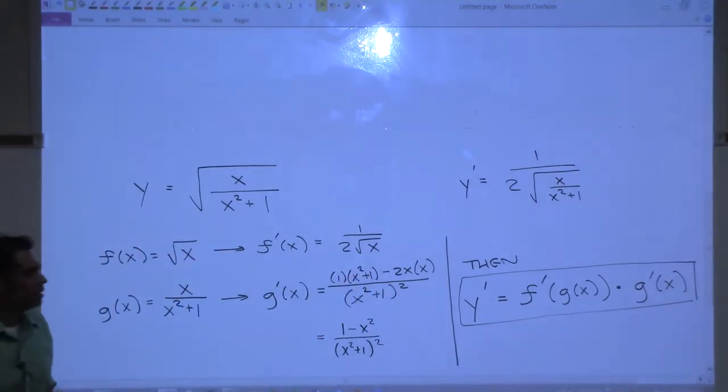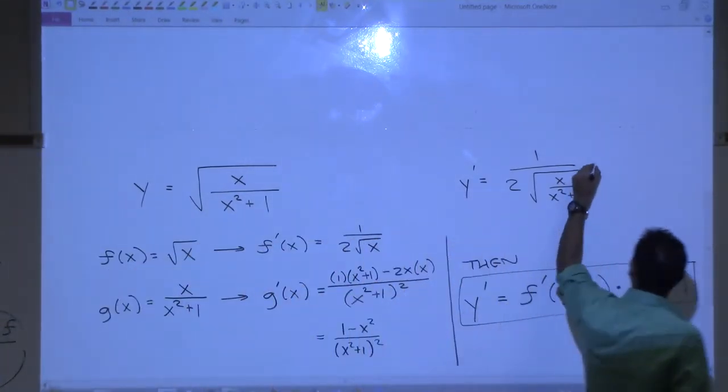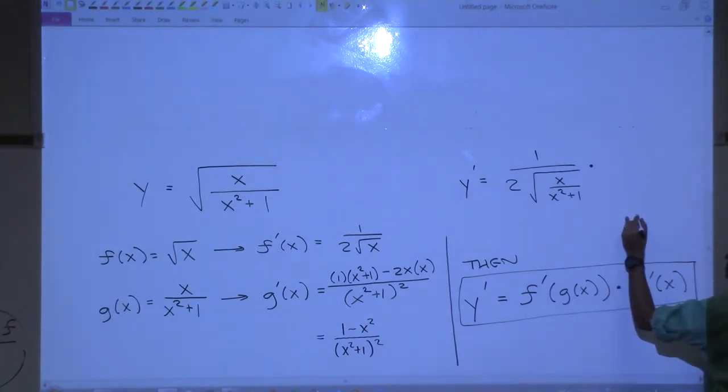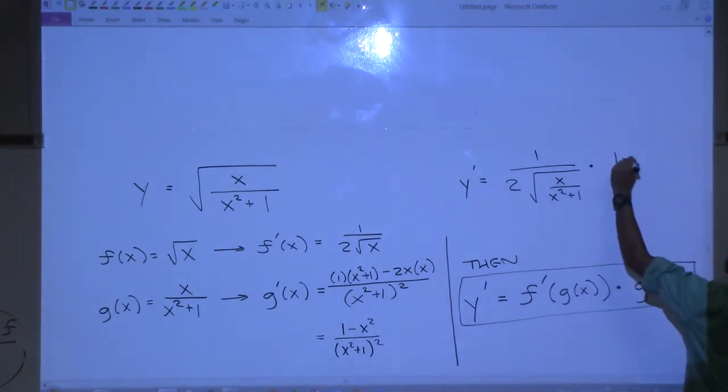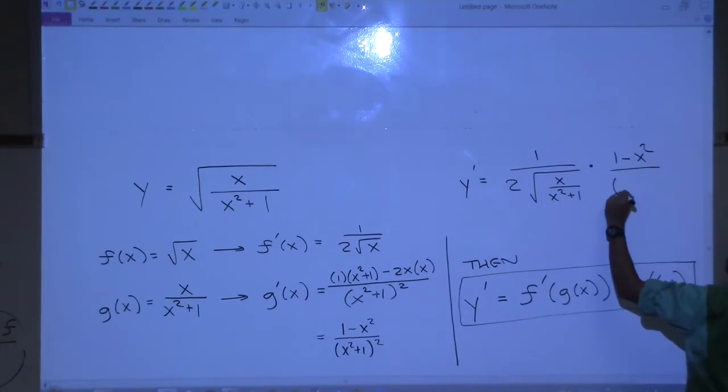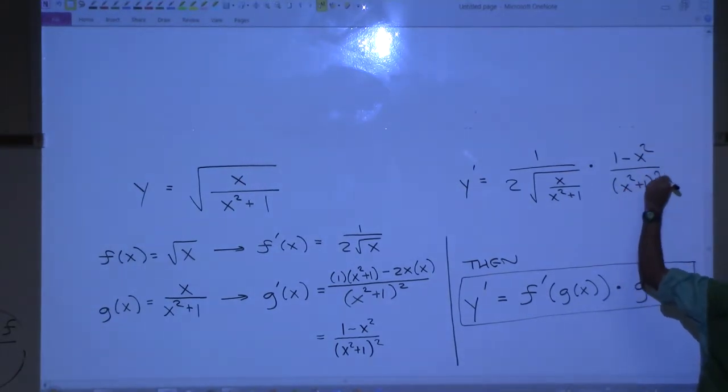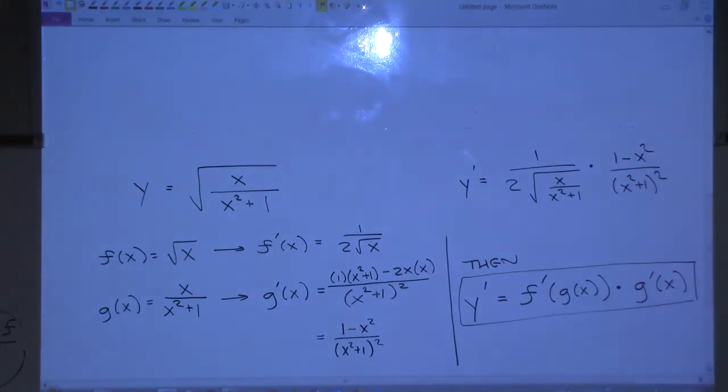Perfect. Keep going, Luke. Times g prime, which is the 1 minus x squared over x squared plus 1 squared. It's ugly, but that's it. That's our derivative. Good.